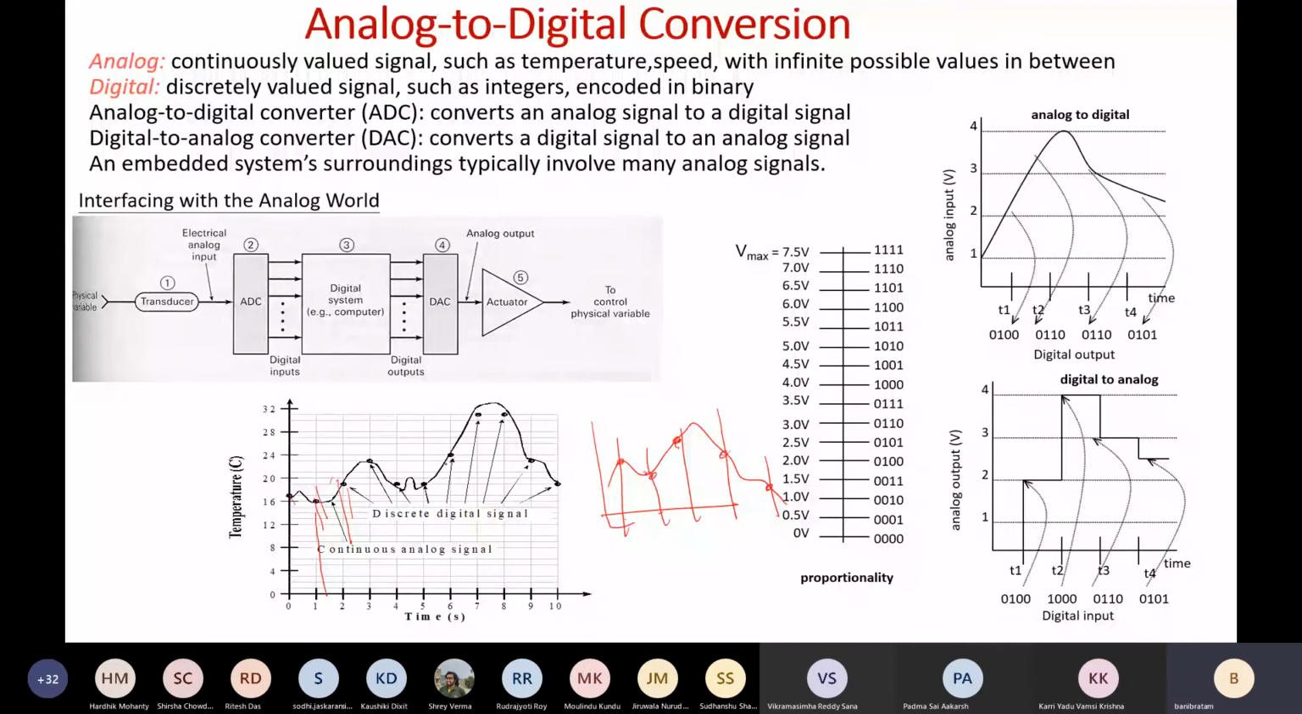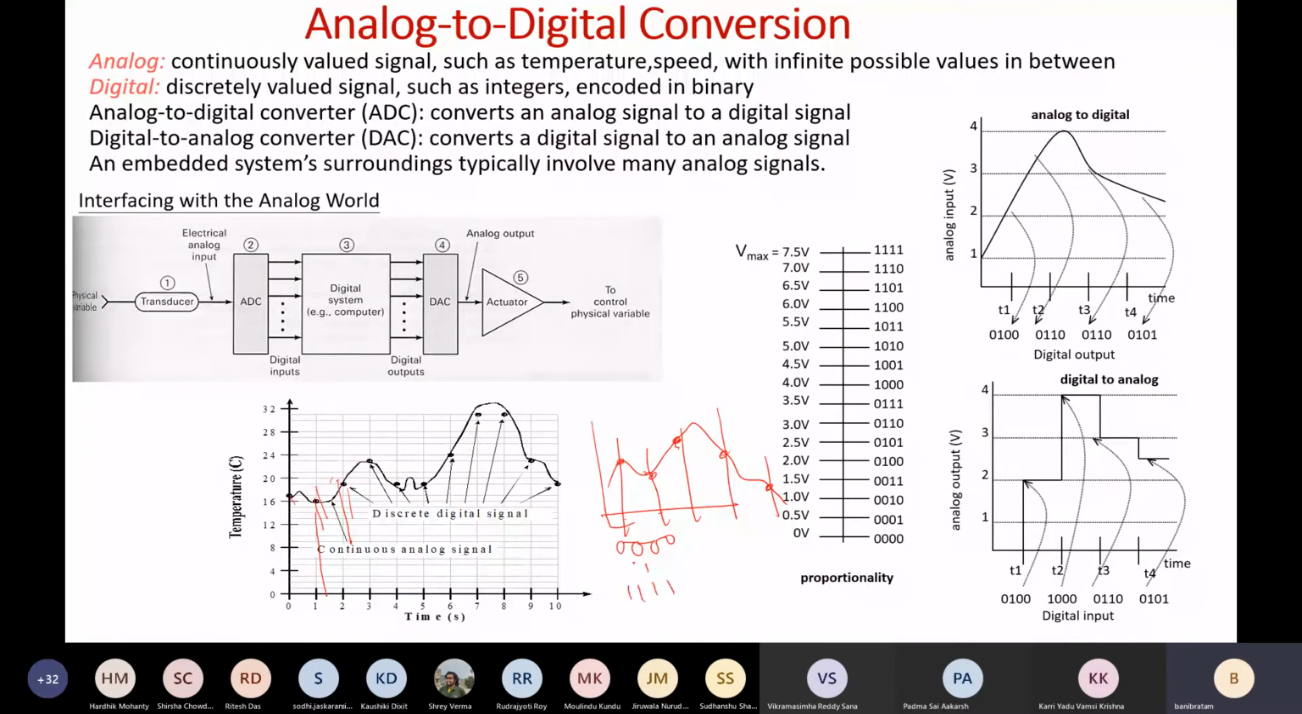Then again, if we want to convert it into digital, you have to determine how many bits you want. Suppose you want to use 4-bit representation, then 4 bit means 0000 to 1111.